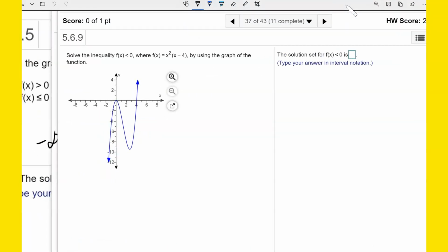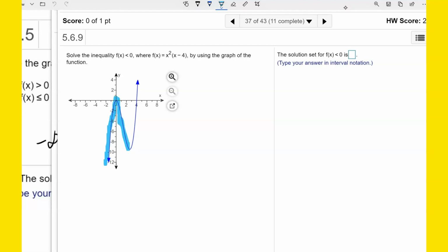Okay. Where is this thing less than 0? Where is this thing less than 0? Down here, and that's it. What's that on the x-axis? What values of x, in other words, make that true? What values of x solve that inequality?